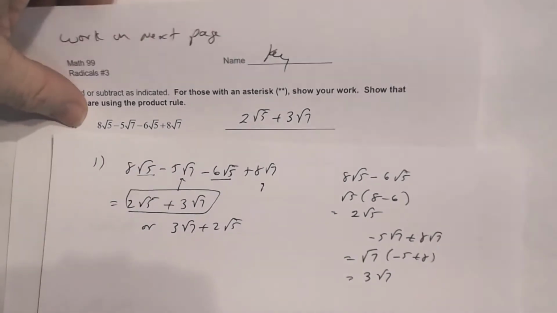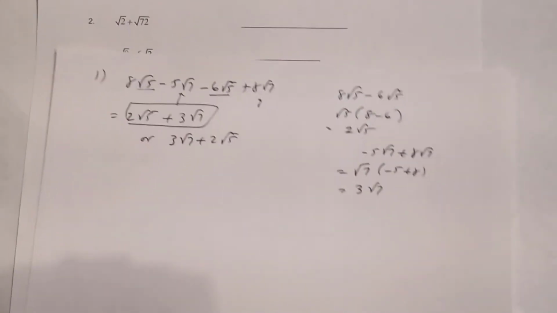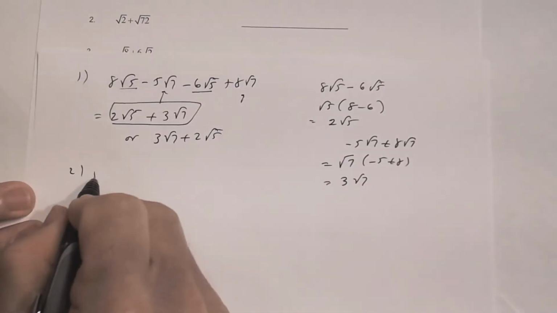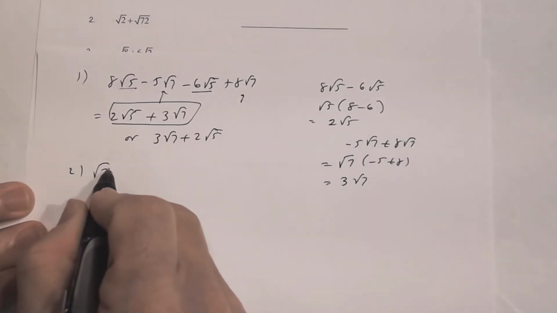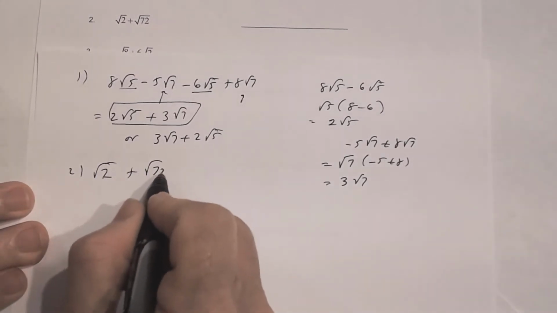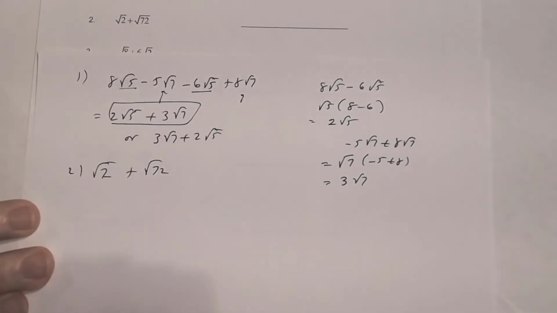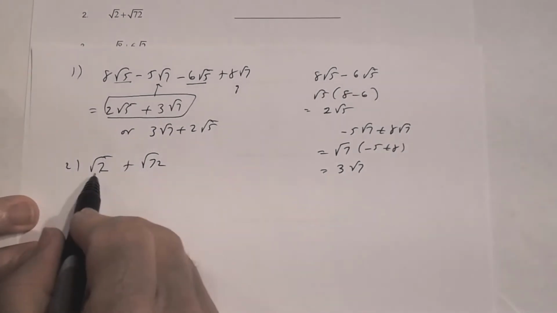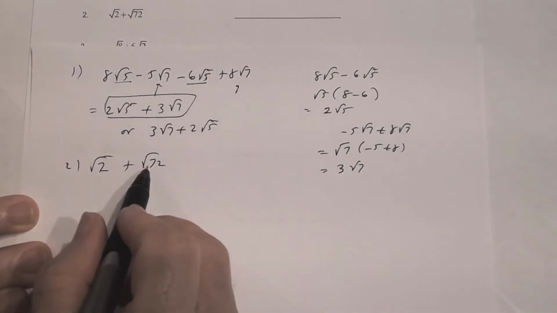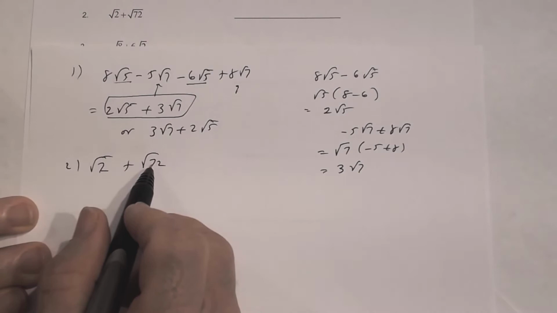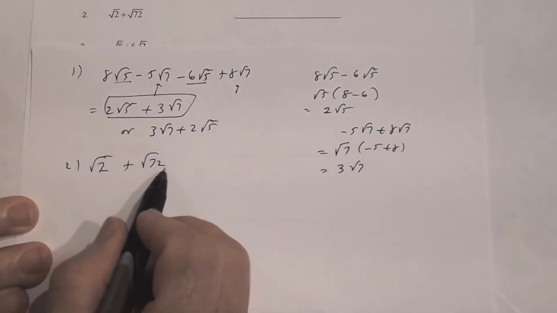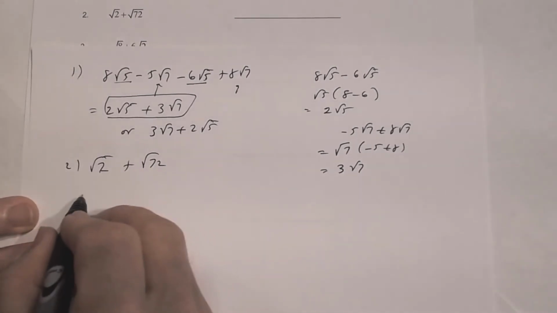All right, number 2. Number 2, we have the square root of 2 plus the square root of 72. Again, there are no variables involved, but we do need to see if we can simplify those square roots. Square root of 2 I cannot simplify because the only perfect square that goes into 2 is 1. I can simplify the square root of 72 because 36 goes into 72, and 36 will be the largest.